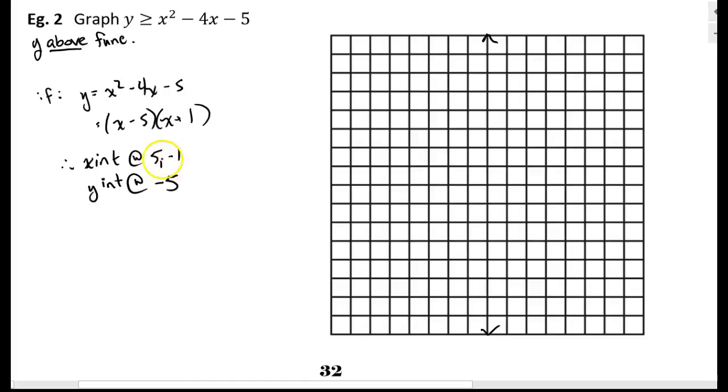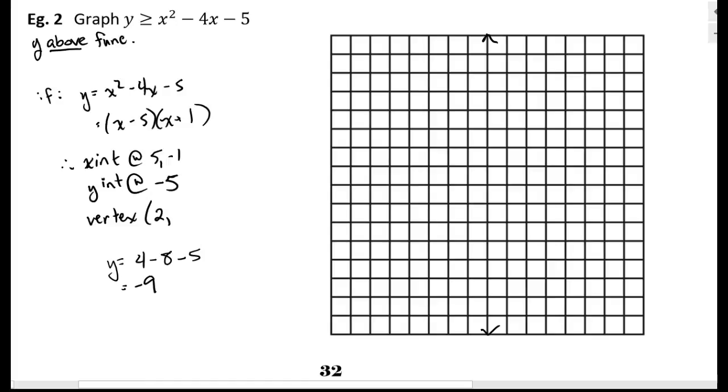Well, what's halfway between those two guys? Halfway between 5 and negative 1 is going to be positive 2. So that is my x value. So vertex is positive 2, and plug that in. 2 squared is 4. Minus 2 times 4 is 8. Minus 5, so that's going to be negative 13 plus 4 is negative 9.